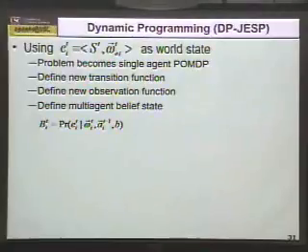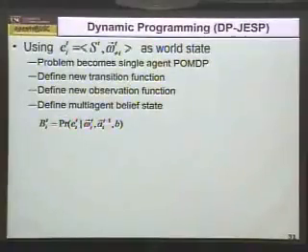and the observation function of the other agents. So here's where you're actually explicitly reasoning about the other agents' observations. You define a new observation function, which depends on the observation function of a particular agent. And once you've done that, you can also define a new multi-agent belief state, which is the distribution over this extended state, given your observation history, your previous actions, and the initial distribution over the start state.